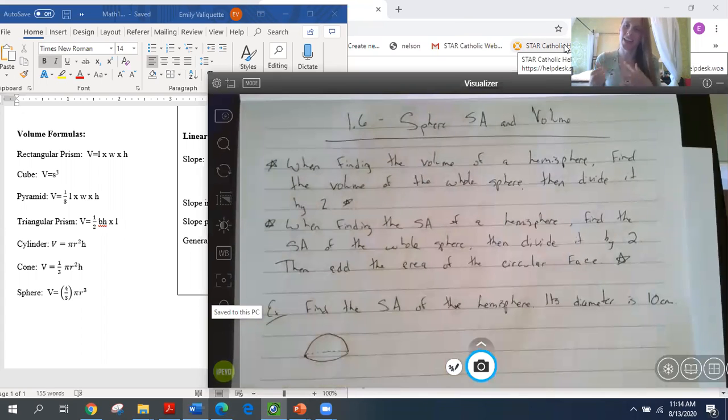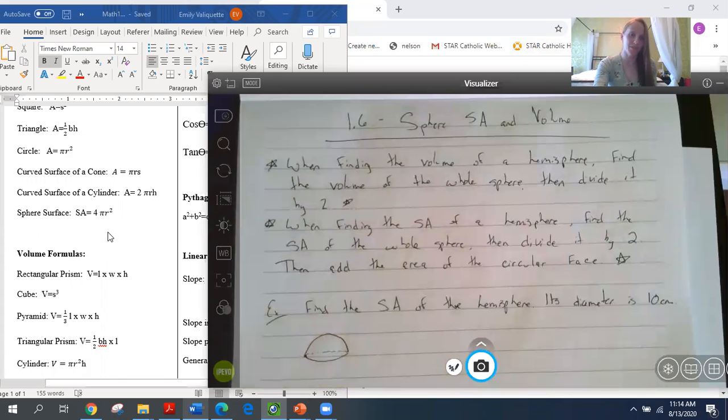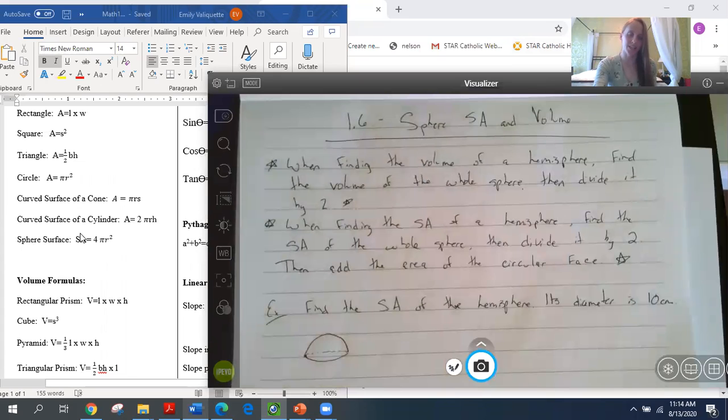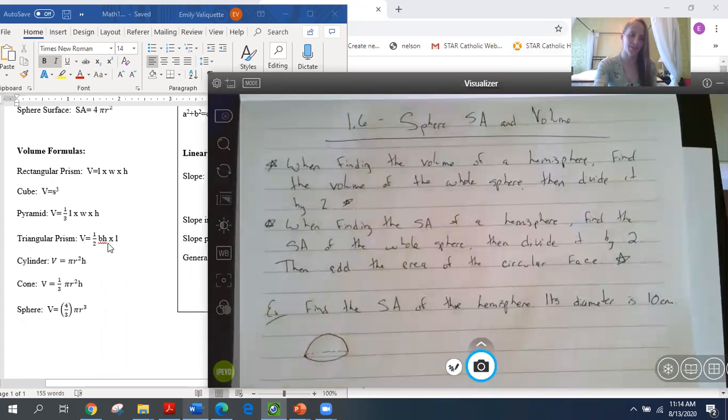So the surface area and volume stuff for a sphere is super straightforward. There's just a formula for both of those. For a sphere's surface area, you just use 4 pi r squared. For a sphere's volume, it's 4/3 times pi r cubed. The only slightly tricky part of this comes when dealing with hemispheres, which are half of spheres.